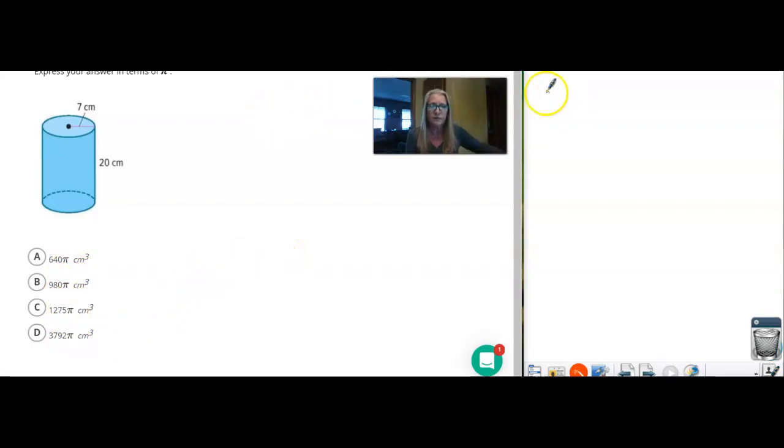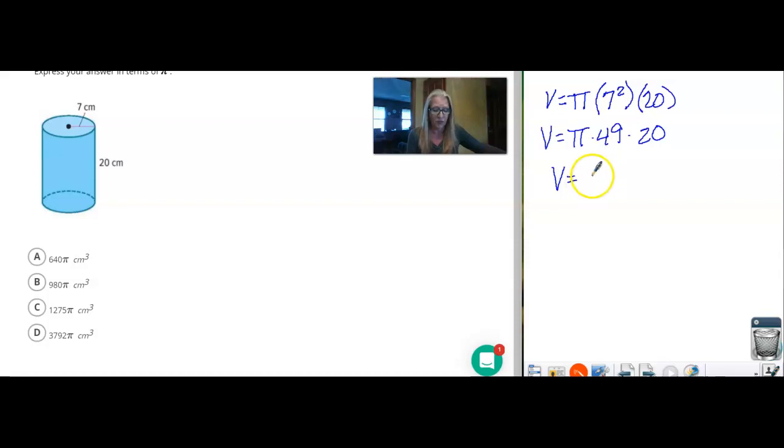So over here, we have volume is equal to pi, we just write pi, not 3.14. Now we need the radius squared, that would be 7 squared, times the height, which is 20. All right. So we leave pi in there. 7 times 7 is 49 times 20. So when we multiply 49 and 20, we get 980 pi. And over here, you'll see selection B is 980 pi. This is going to be so easy for you.